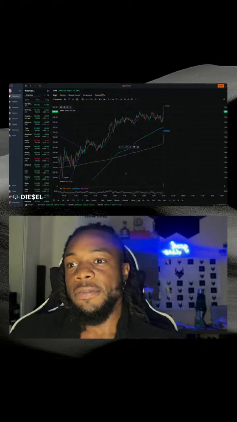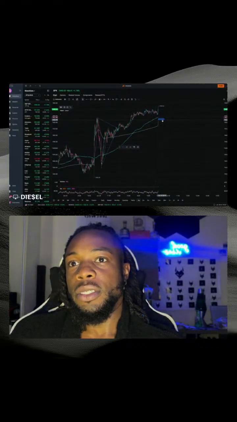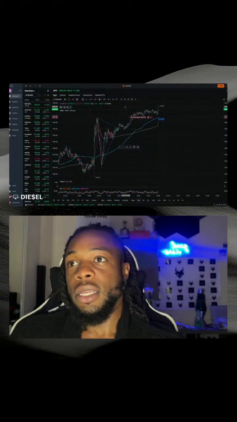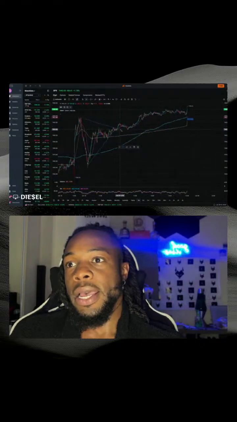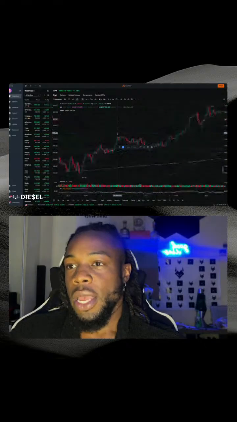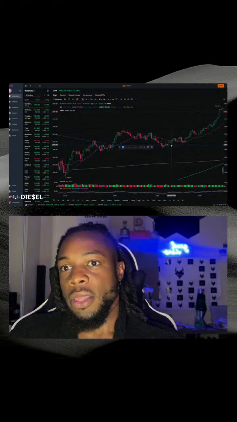Because if we break that 7427, I believe we're going back to 7400 or at least 7410. If you look right here, we got 7410 as a level of support for all of these candles and all of these candles.